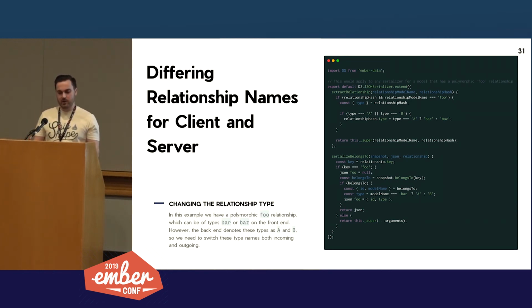And then you do kind of the opposite thing in serialize belongs to, where if the key is foo, you do the normal belongs to record, but then you switch the type based on whether it was bar or baz in Ember Data to either A or B for the backend.